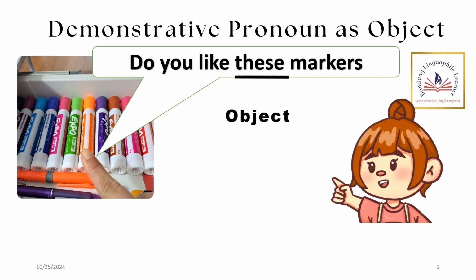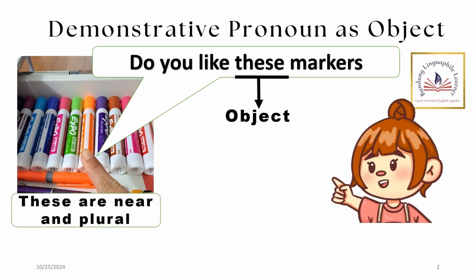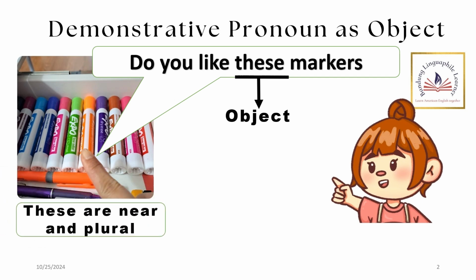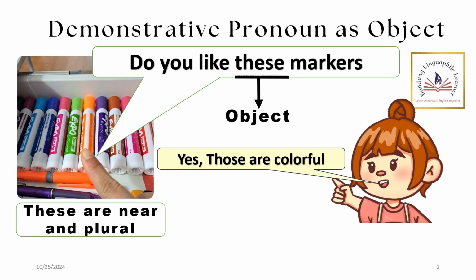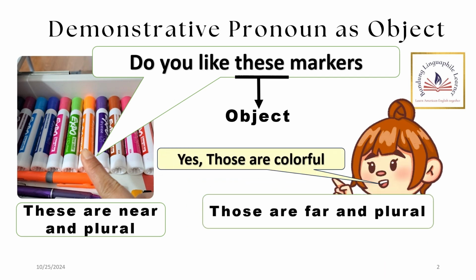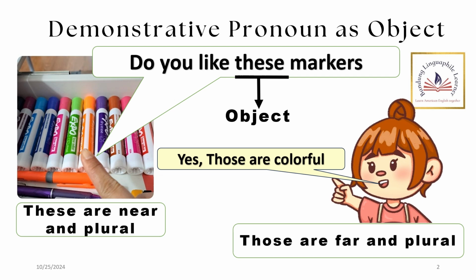Do you like these markers? These is the object. These is a demonstrative pronoun. I use these to indicate that the markers are near and plural. Tania says, "Yes, those are colorful." She uses those to indicate those markers are far and plural.